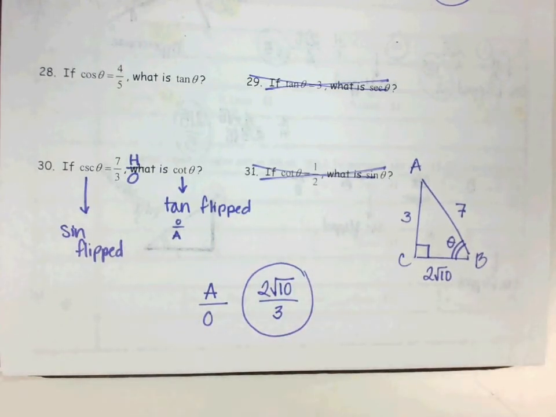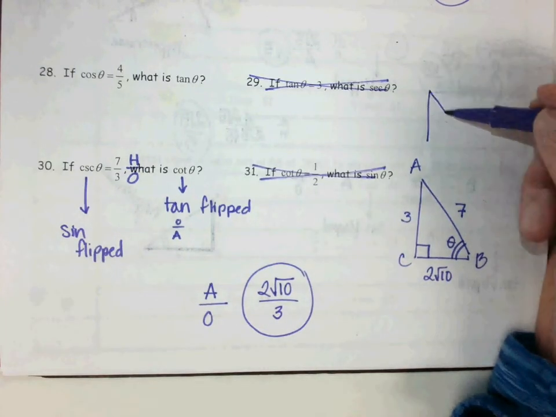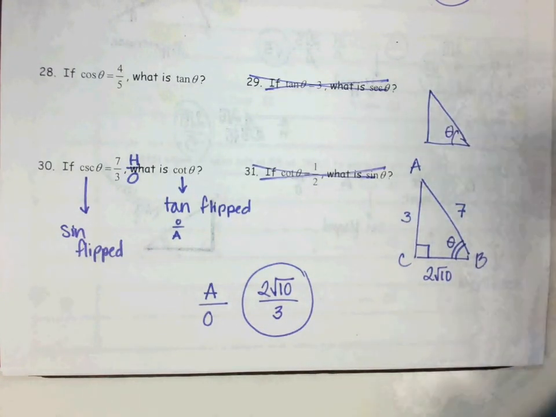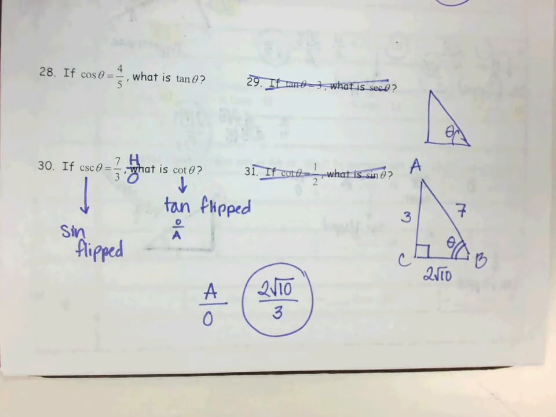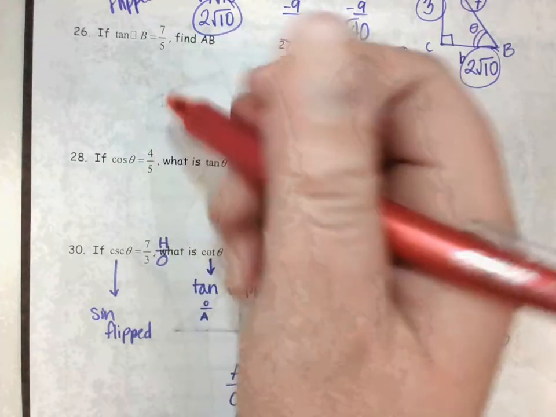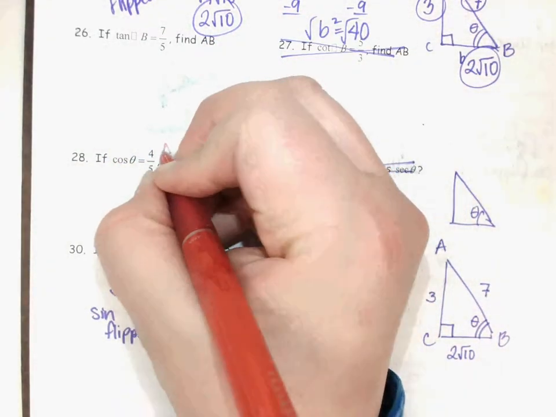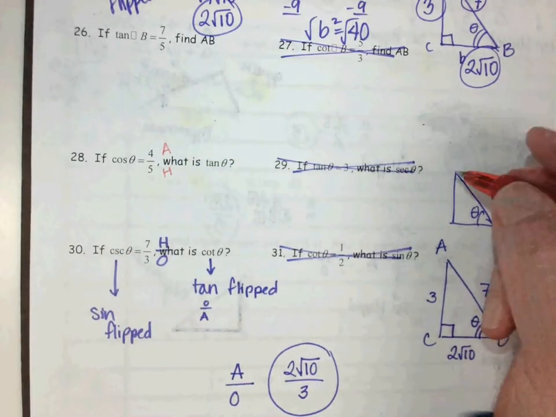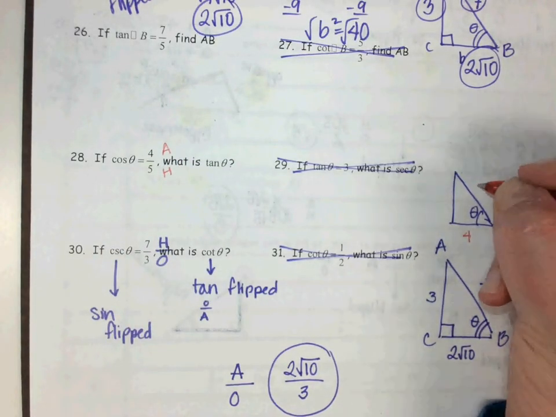Make sense? Now, the last thing I want to point out to you is when you do number 28, go ahead and just set it up. Put your theta there just like last time. If cosine is 4 over 5, what are your cosine sides? Which one would I pick, O, A, or H? Cosine is A over H. Good. So then my adjacent side needs to be a 4. My hypotenuse needs to be a 5.